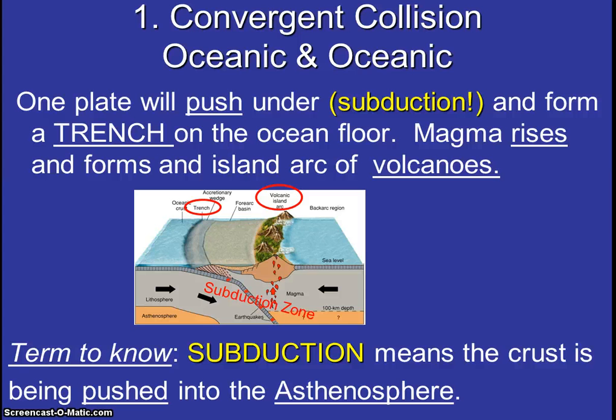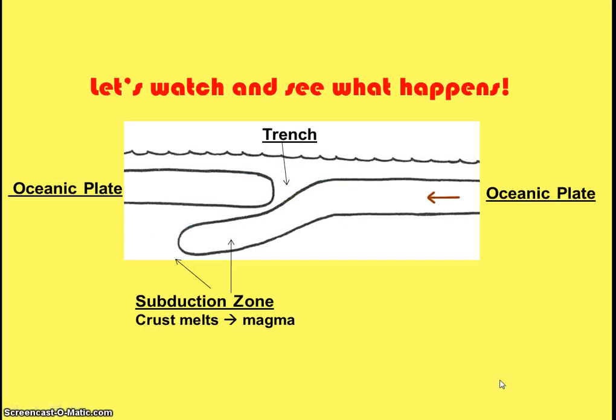All right, so convergent, the first one is oceanic and oceanic. The one oceanic plate pushes down under the other. That's called subduction. That's a word you need to know. It means one plate goes down under the other, and it pushes down into the asthenosphere. So you can see here where the plate pushes down, that's where a trench forms. This movement creates heat and melts magma, forming volcanic islands.